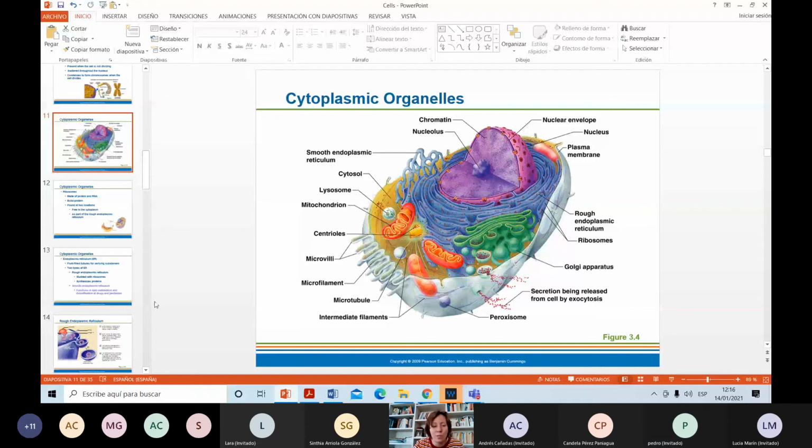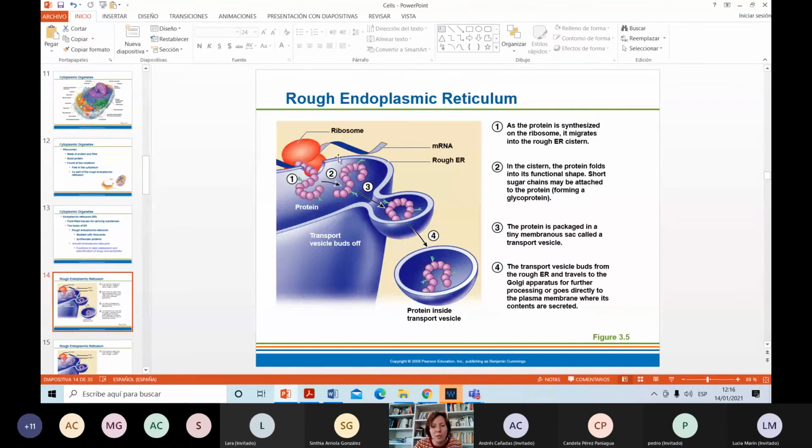They will produce proteins, but the protein will not go to the cytoplasm, but the protein will get inside the rough endoplasmic reticulum, which is what you see here. Why? Because this protein is going to turn into a complex protein. So what is the mission of the rough endoplasmic reticulum? Receives the proteins, makes them more complex, and stores them.